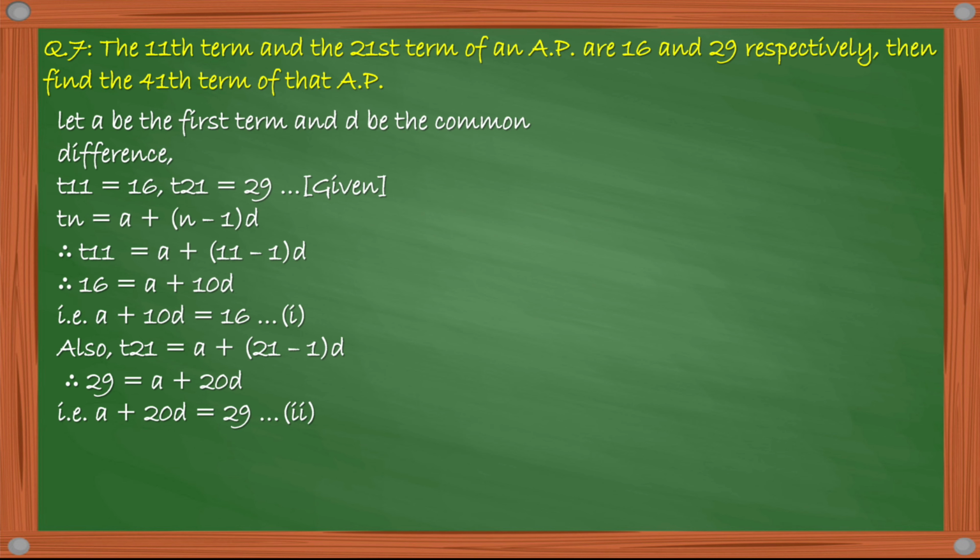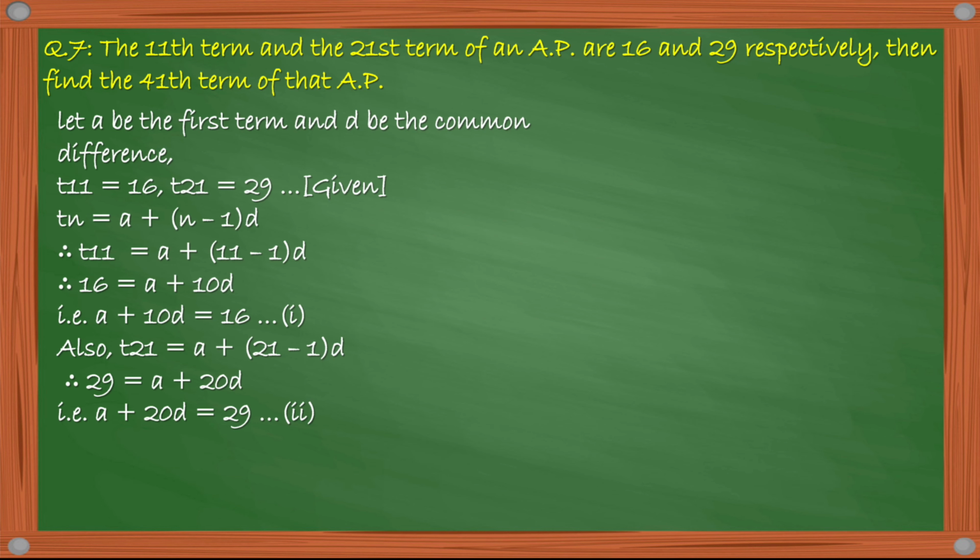So you will see A plus 10D equals 16, which is your equation number 1, and A plus 20D equals 29 is your equation number 2. These two equations represent a linear equation with two variables, where we can eliminate A and find D, and then put the value of D in either equation and find A. Once we get the values of A and D, we can easily find the 41st term of this AP.